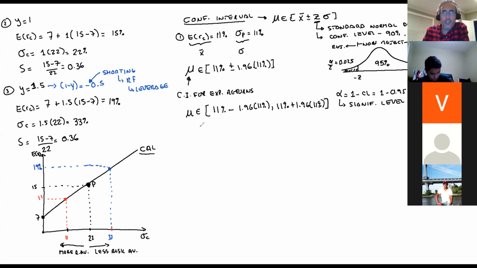Can you please compute this confidence interval? Mu belongs to what and what?